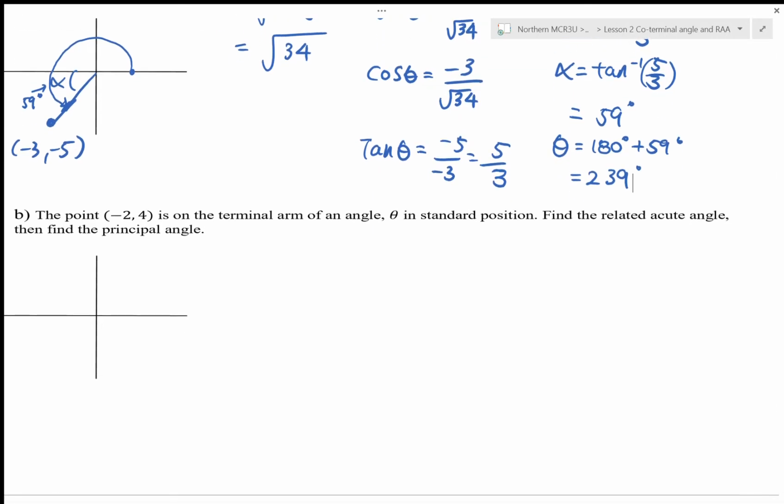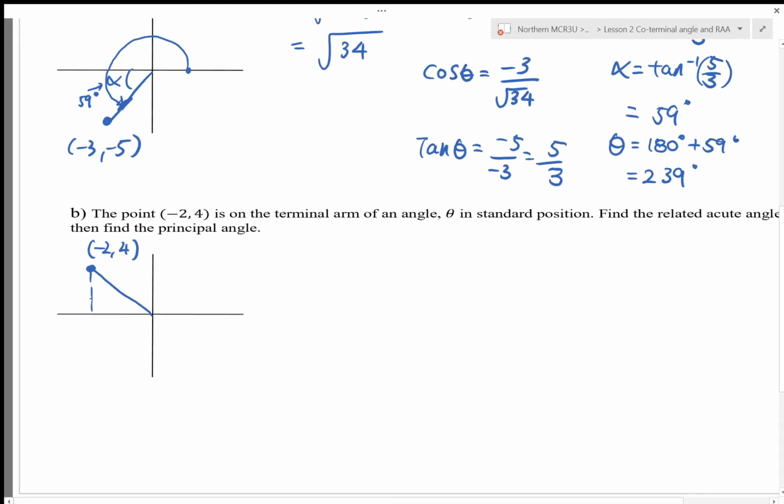So (-2, 4). In this case, (-2, 4) is located here. So the height of this triangle will be 4. The length here will be 2. So your r will be the square root of 2 squared plus 4 squared, which gives the square root of 20, which is 2 square root of 5.